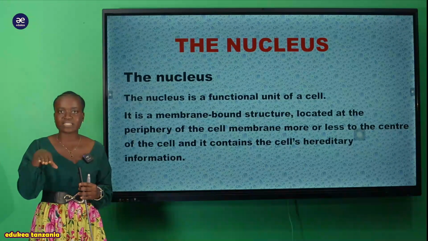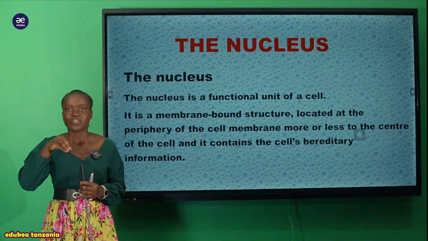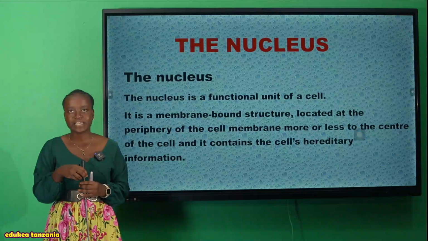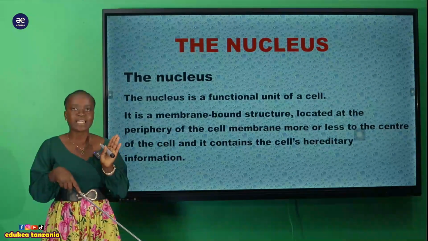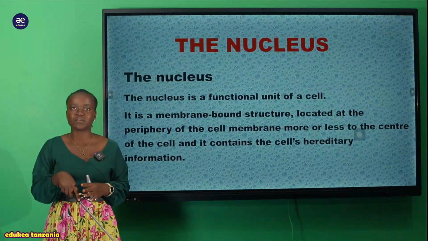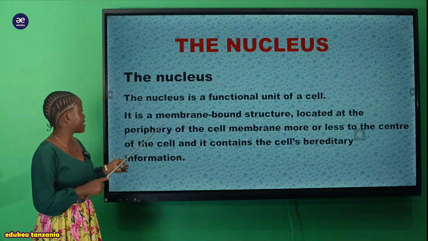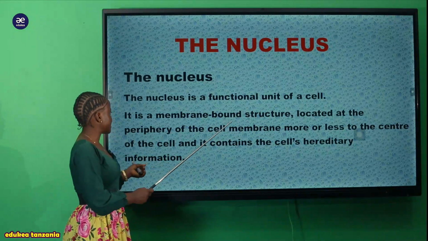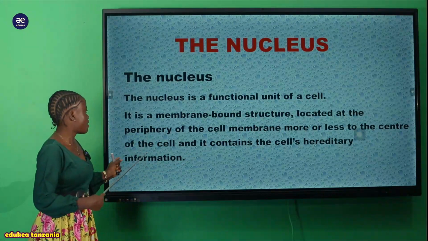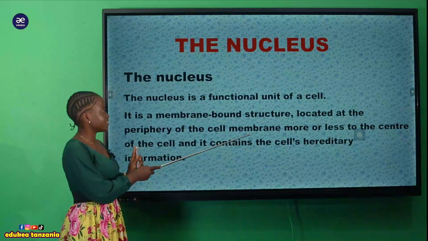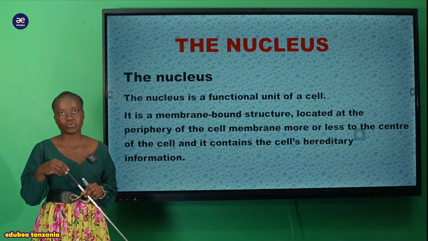So without a nucleus, simply we can say that all the activities which are performed within the cell haziwezi zikafanyika tena. So this nucleus is a very essential organ within a cell of any living organism. But also here you can simply say that it is a membranous bound structure located at the periphery of the cell membrane, more or less to the center of the cell, and it contains the cell's hereditary information. So that is all about nucleus.